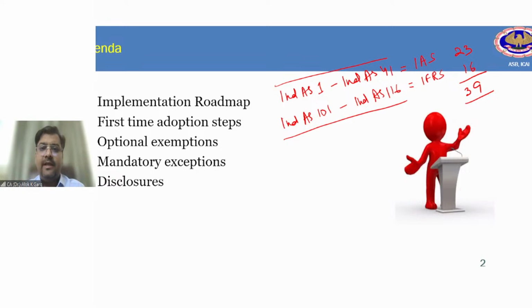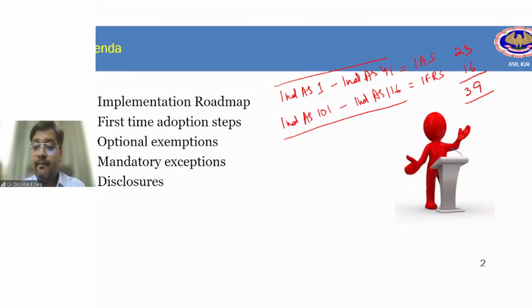But for the time being, we understand that we are having 39 standards. And why is Ind AS 101 the last standard? Ind AS 101 is the last standard because it can be applied only after understanding all other standards, right? Because Ind AS 101 only facilitates the first time adoption of Ind AS. It only provides a bridge.